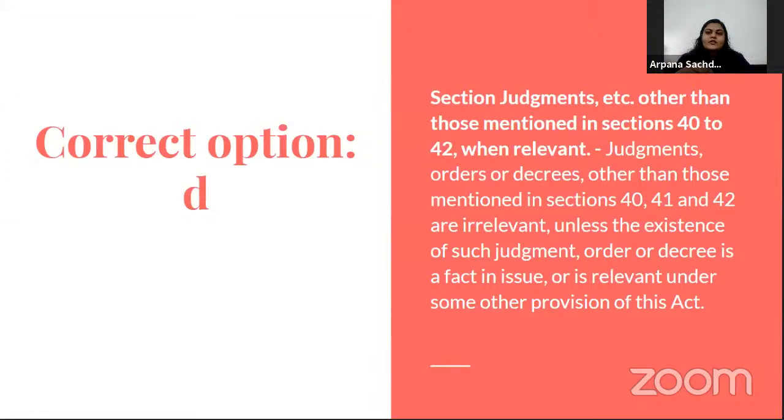If we see section number 43, section 43 says judgments etc. other than those mentioned under sections 40 to 42, when relevant. So judgments, orders or decrees other than those mentioned in sections 40, 41, 42 are irrelevant unless the existence of such judgments, order or decree is a fact in issue or is relevant under some other provision of this Act.